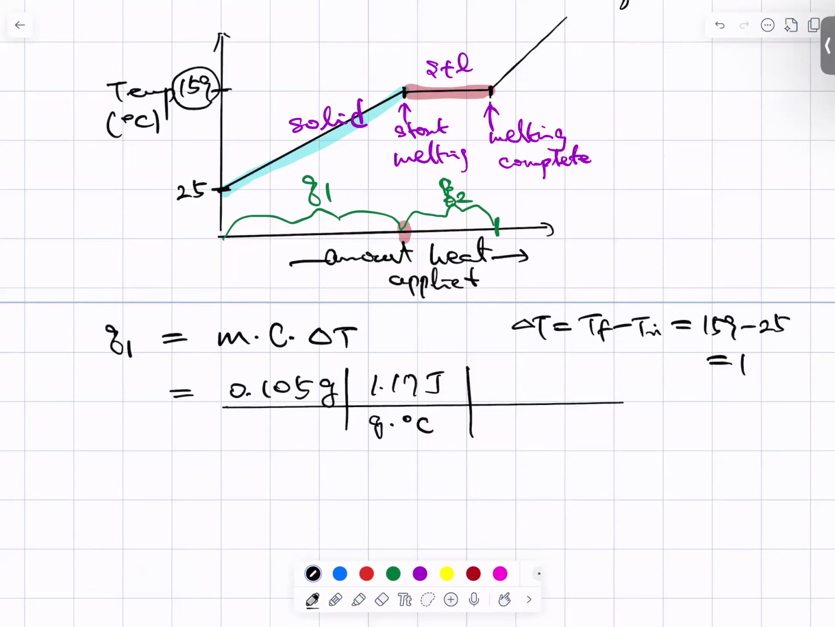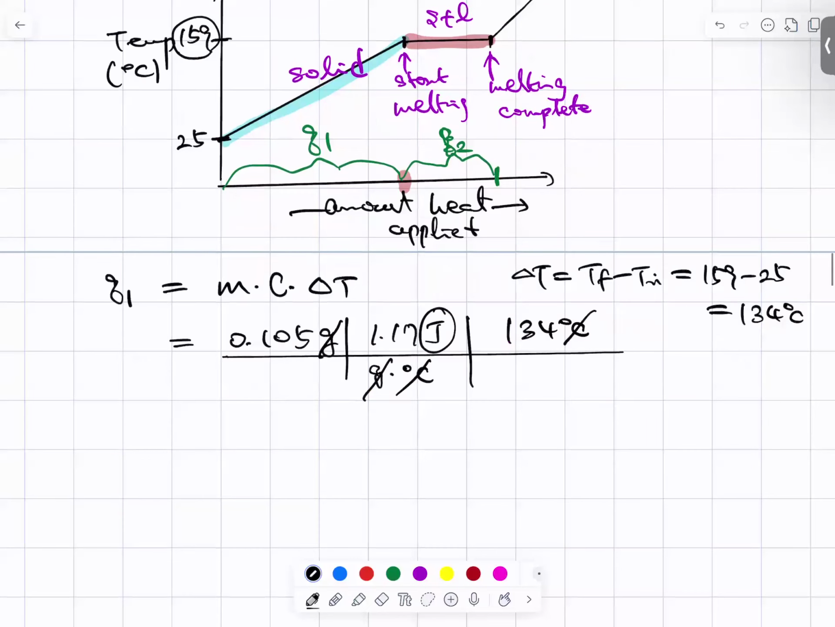So this one is 134 degrees C. Okay, then let's write it here, 134 degrees C. Now let's take care of the units. Grams divided by grams cancel out, degrees C cancels out. We are finally left with joules. And how much is it? Let's calculate it. It is 16.46 joules, and underline the third sig fig, but keep more numbers because this one is not a final calculation.